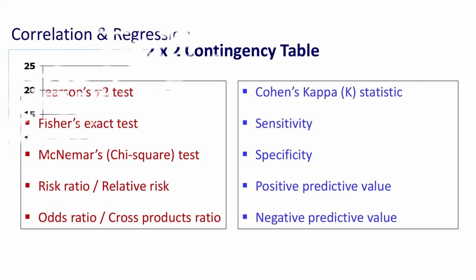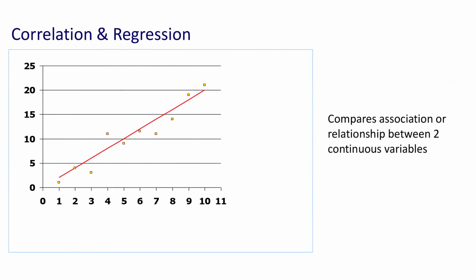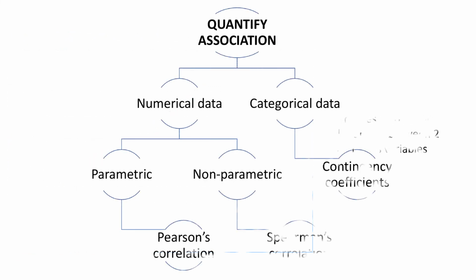Moving further, the correlation and regression. So far we have seen the examples and the tests which come under the domain of comparison. Now we will see correlation and regression. Again, based on your data types, different tests will be applied. Numerical data can be parametric or non-parametric, whereas categorical data will be treated only as one, and the association or correlation test which is applicable is the contingency coefficient. If the numerical data is parametric in nature, then Pearson's correlation test is applied.